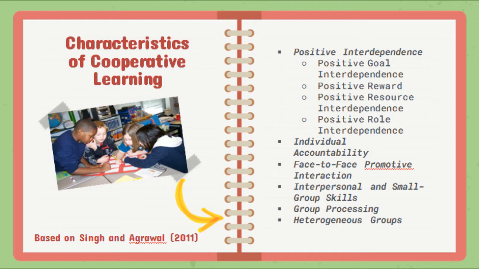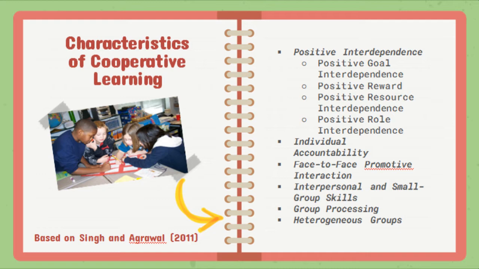Next is group processing. Group processing can be influenced by the process of the group in reflecting on how well they do the assigned tasks when working together. And for the last is heterogeneous groups.